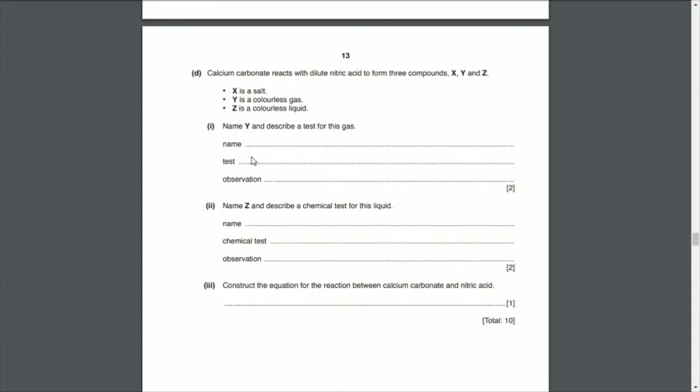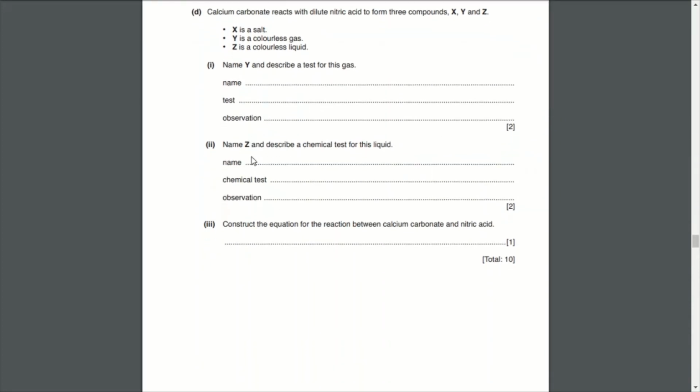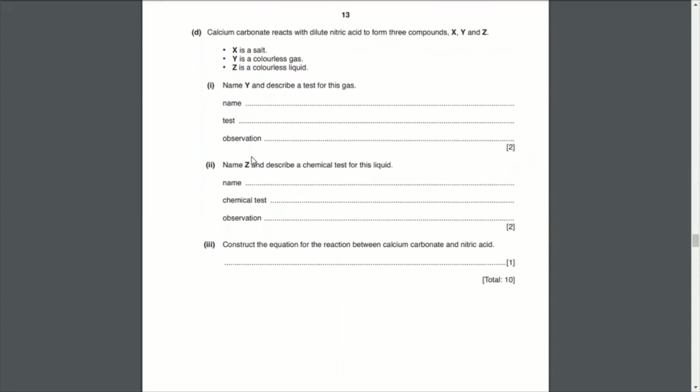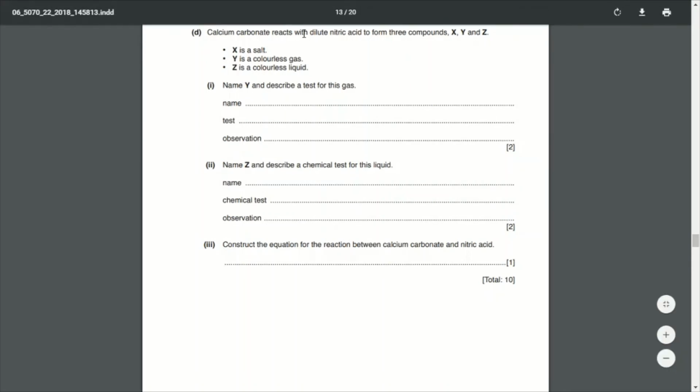Lime water turns to a milky form. Yeah, that is how I mean it. Anyways, part 2: name Z and describe a chemical test for this liquid. Here if you look at Z, Z is a colorless liquid. Because Z is a colorless liquid, and here we are reacting calcium carbonate with dilute nitric acid, and once again we're talking about something that is colorless and a liquid, so it's going to be water, because water is also a product of this equation.